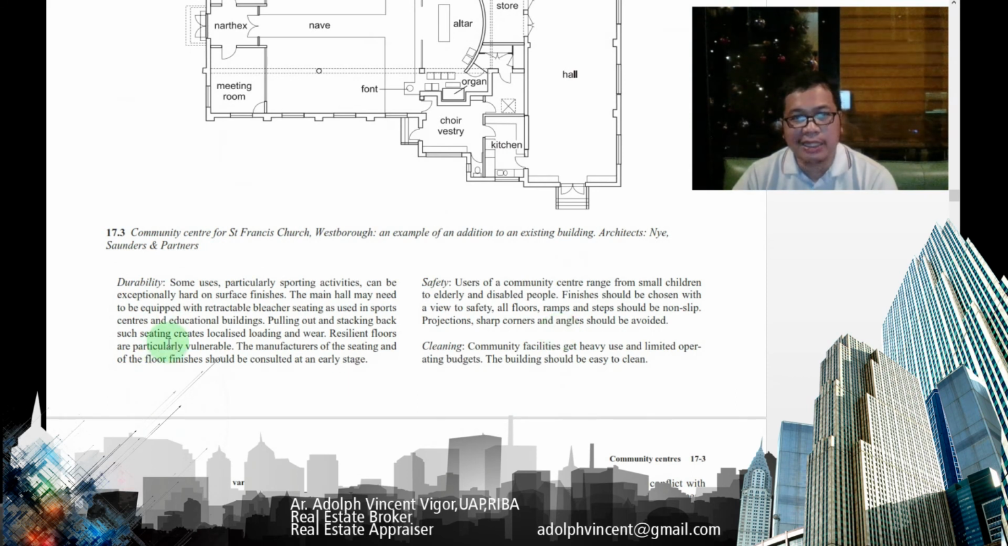Okay, for durability, some uses, particularly sporting activities, can be exceptionally hard on surface finishes. The main hall may need to be equipped with retractable bleachers seating as used in sports centers and educational buildings. Pulling out and stacking back such seating creates localized loading and wear. Resilient floors are particularly vulnerable. The manufacturers of seating and of the floor finishes should be consulted at an early stage.